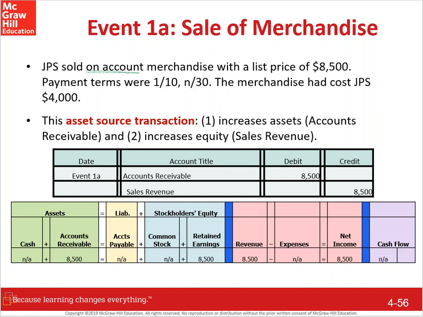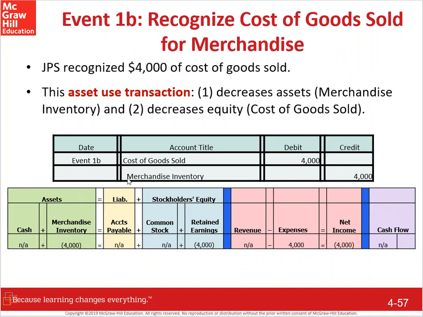So then we move on to part B. Remember part B, we have to relieve the inventory. We no longer have that stuff anymore. So we debit cost of goods sold, $4,000. And we credit merchandise inventory, $4,000. Bringing down both sides of the equation. Merchandise inventory going down, and retained earnings going down because we have cost of goods sold expense.